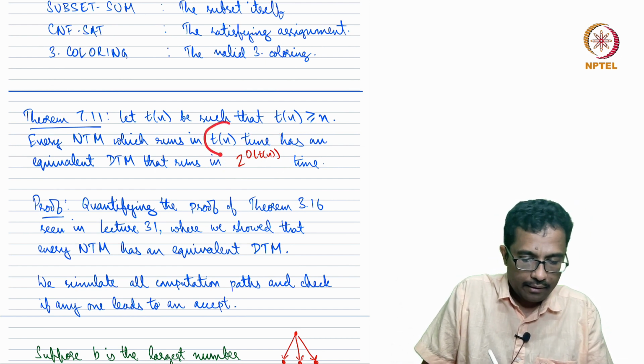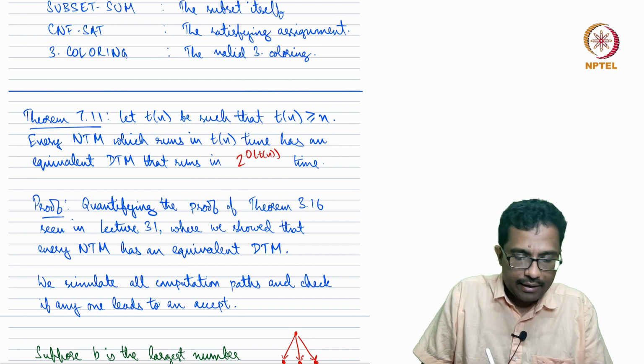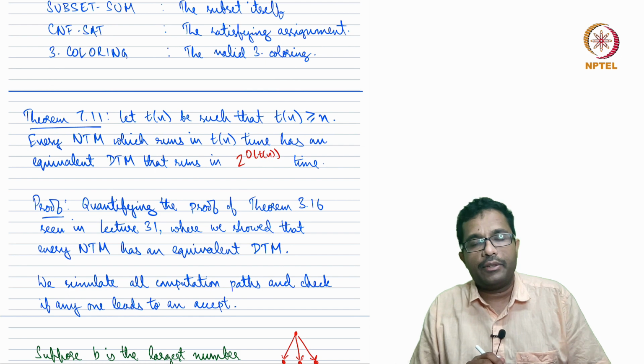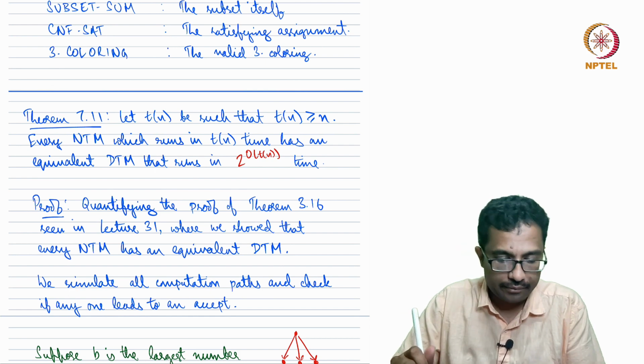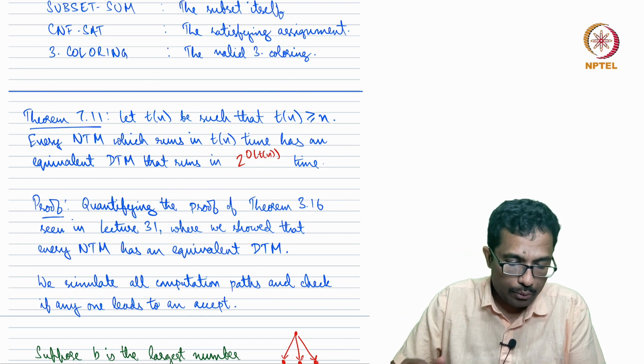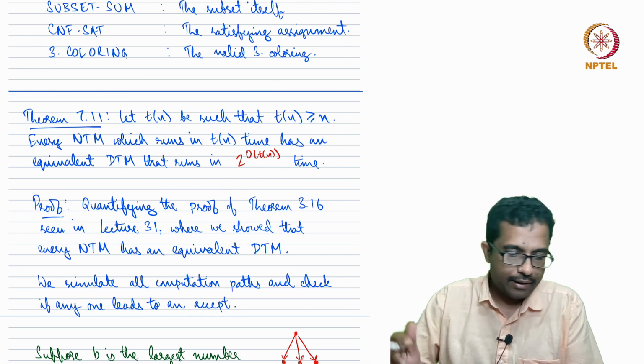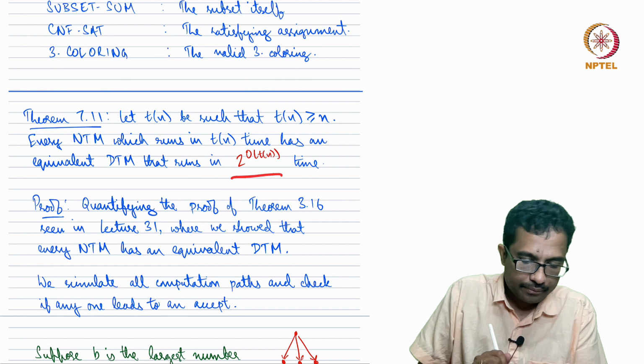It turns out that the answer is, if the non-deterministic Turing machine runs in time t(n), the deterministic simulator takes time 2 to the power O(t(n)). So it's exponential time in t(n). That is one of the bounds. There are slightly better bounds in the literature, but this is a simple result.